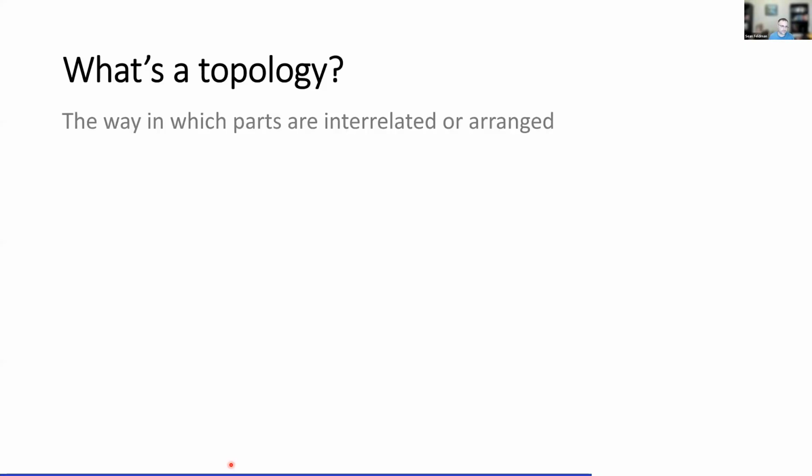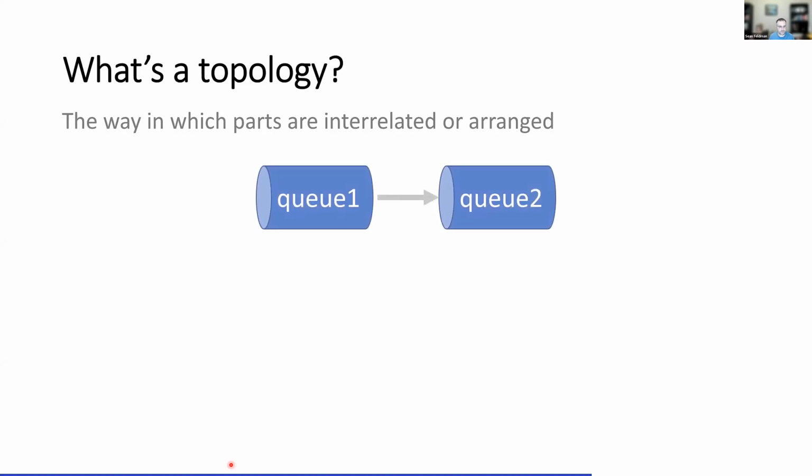So the way in which parts are interrelated or arranged, that's a topology. This is a very simple topology. Auto forwarding from Q1 to Q2 is a topology, right? Q1 is legacy, the new system is using Q2. Now I need to receive messages from legacy in the new system. Auto forwarding, that's my simple topology.